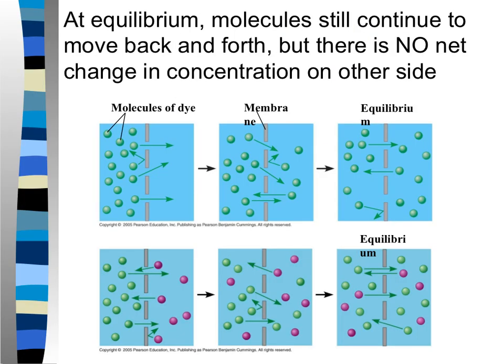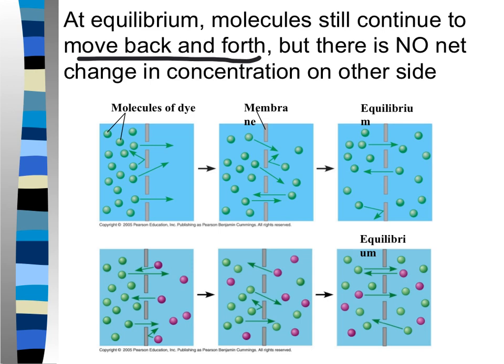Okay, so at equilibrium, an important thing to note, a misconception that students often have is they think that once molecules reach equilibrium, they stop moving. And that is absolutely false. We know that molecules are always in motion. So at equilibrium, molecules have not stopped moving. They have continued to move back and forth. But the key is that there's no net change in concentration of the molecules, okay?